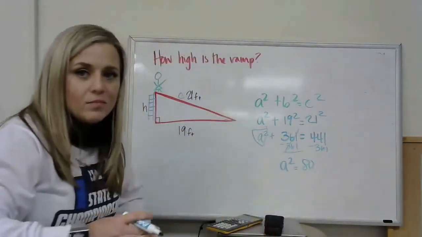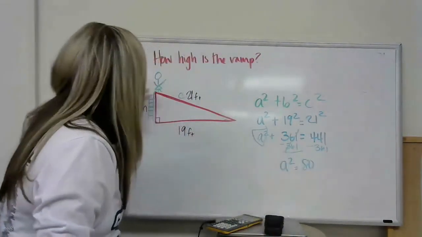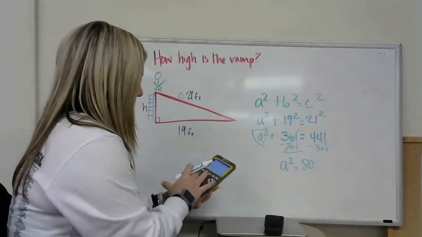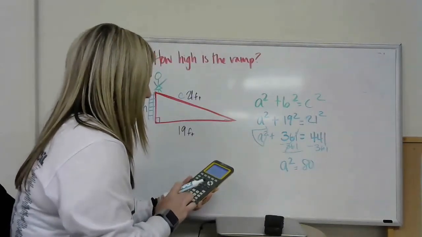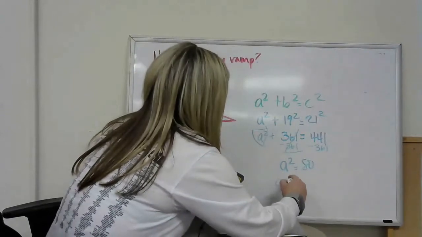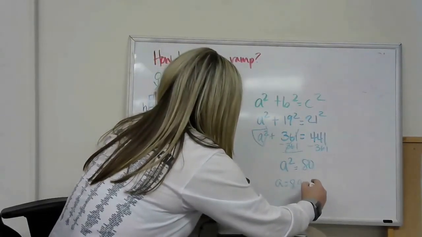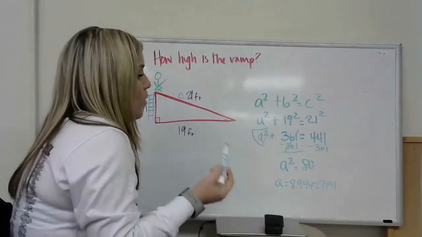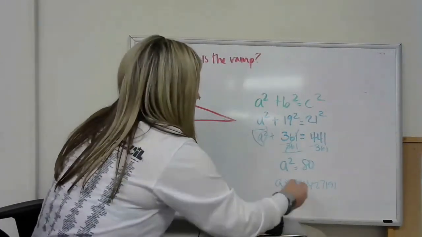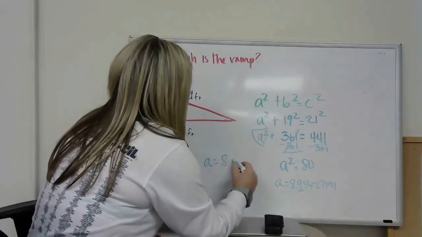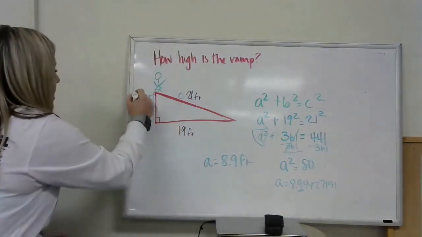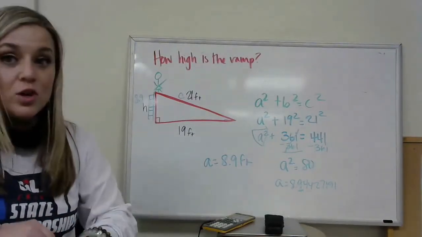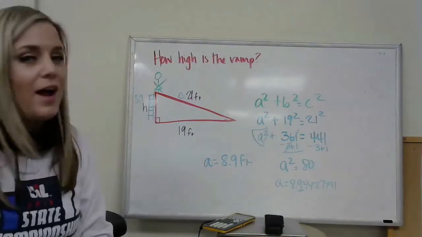Now I've got to find the square root of 80 to figure out how tall this is. So I'm going to go in here, press second square root, put in 80, and I get a is equal to 8.9442791. Surely you got that. We're just going to round to the nearest tenth, which is 8.9. So a equals 8.9 feet. This height right here is 8.9. Hopefully you got that right. You can use your calculator. Obviously, you have one.